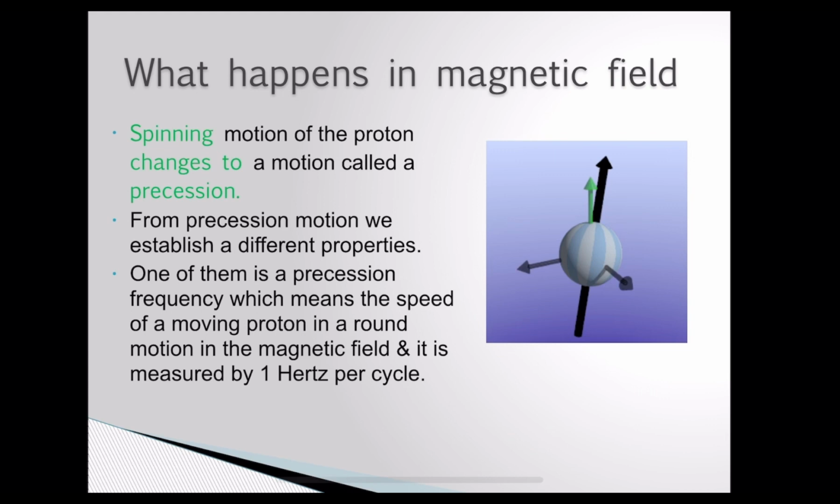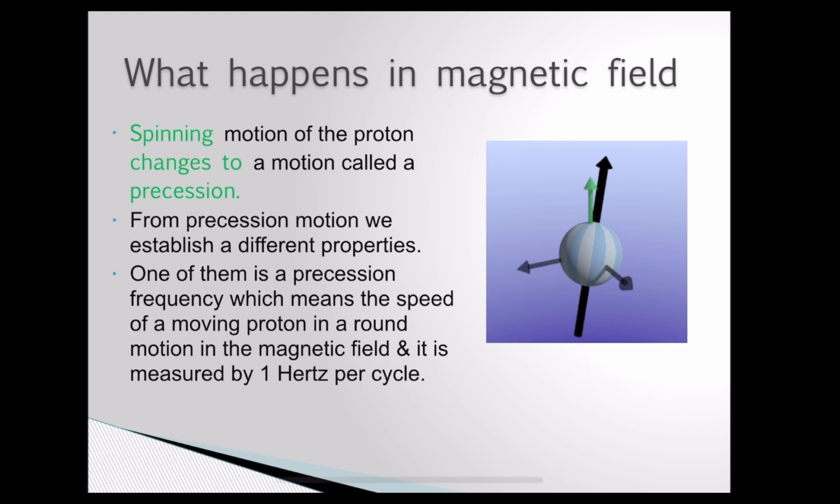From precession motion, we establish different properties. One of them is the precession frequency, which means the speed of a proton moving in a round motion in the magnetic field, and it is measured in Hertz. The unit of the precession frequency is megahertz, whereas 1 Hertz is 1 cycle or rotation per second. 1 megahertz equals 1 million cycles or rotations per second.